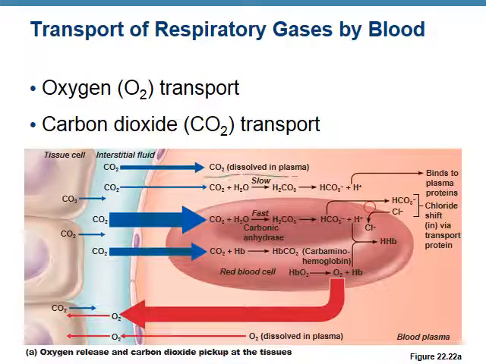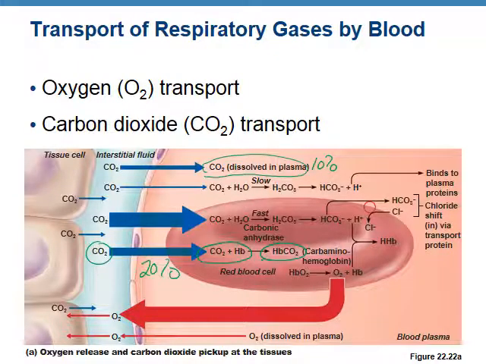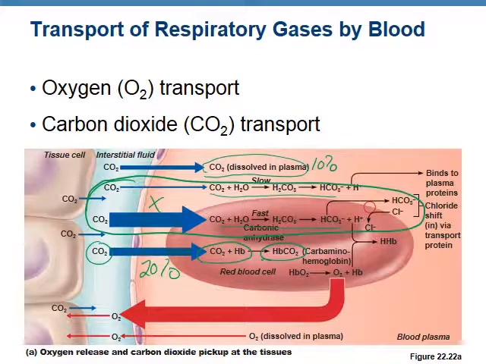This image, you see CO2 dissolved in plasma. We said this was 10%. Then we said CO2 bound to hemoglobin. This was 20%. Now the rest of it goes through this complex reaction. So these two make up the 70%.